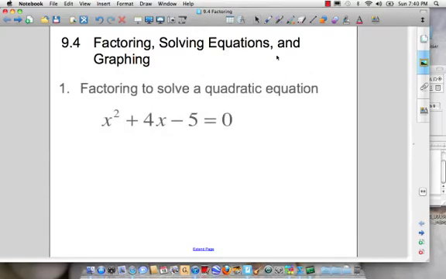So the first thing we're going to look at is how you can use factoring to solve a quadratic equation. So far, the only way you would be able to solve the quadratic equation here is by graphing it. But here's the way you can figure it out without graphing. We're going to do the opposite of FOIL. So I'm trying to find two binomials that would multiply together to give x squared plus 4x minus 5.